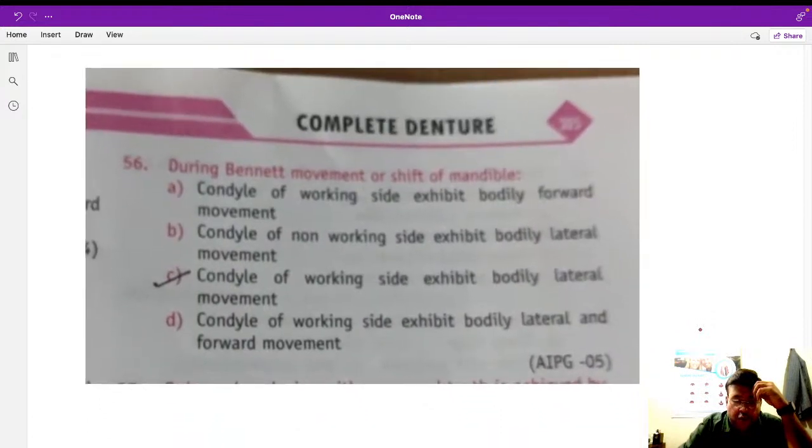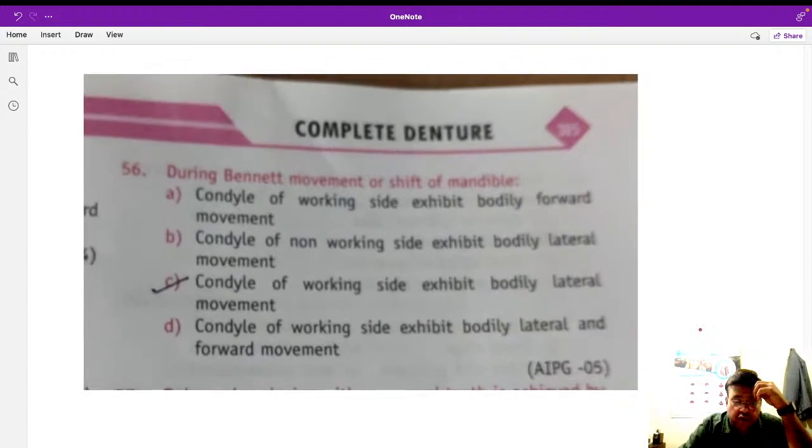Yeah. What would be the answer to this question? I'm sorry, the figure is a little hazy, but I hope you can understand it because you would have seen this question a couple of times earlier as well.